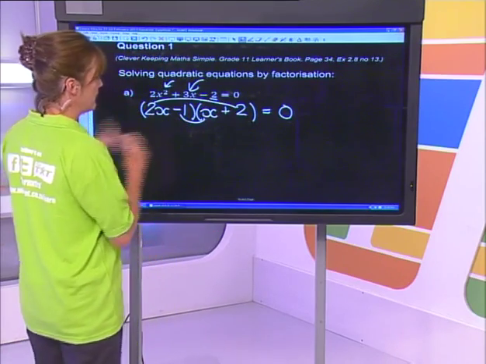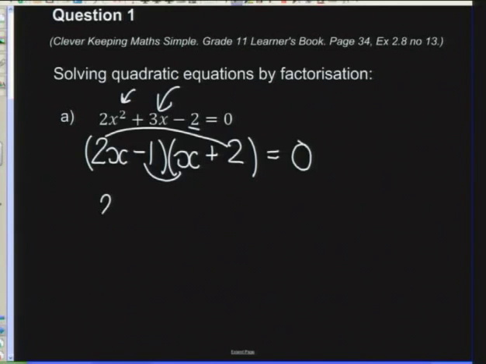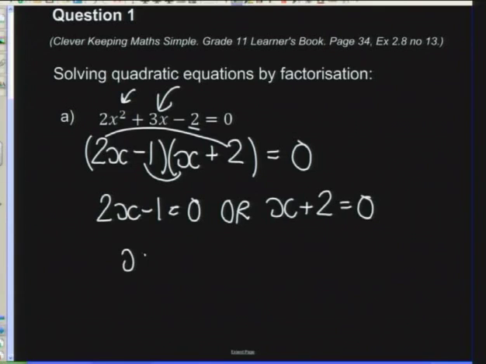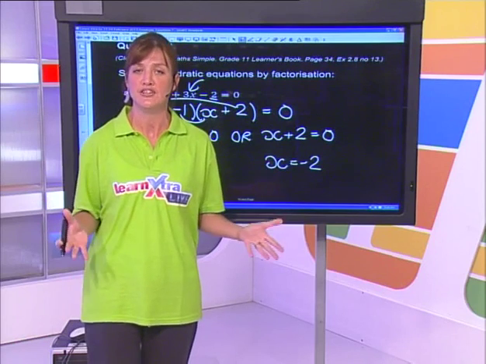Okay, so once we factorize, the next step now is to take each of our brackets and make them equal to 0. So I've got 2x minus 1, which is equal to 0, or we've got our x plus 2, which is equal to 0. Okay, and we solve for x. So therefore my 1 comes over and I'm going to divide by 2. That's my first answer for x. Or I have negative 2. So the roots of my equation 2x squared plus 3x minus 2 work out quite nicely here to be a half and negative 2.